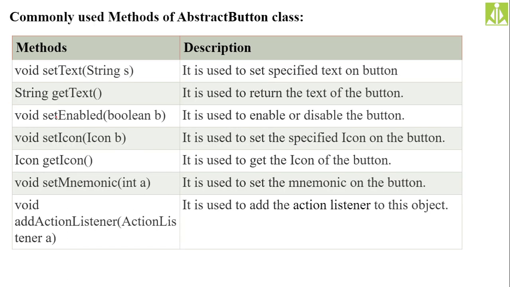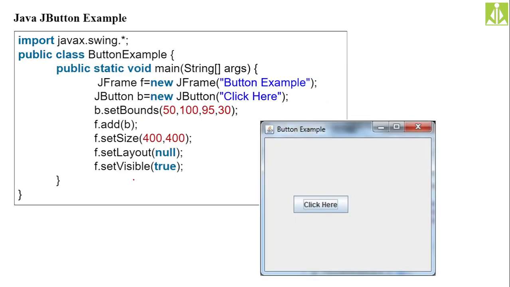So these are some of the predefined methods which are helpful in setting text on the button, getting the text from the button, enabling it, and setIcon, getIcon. Then mnemonics also you can set, and for listening, addActionListener is used to listen to the generated event. Okay, so here is a simple example.